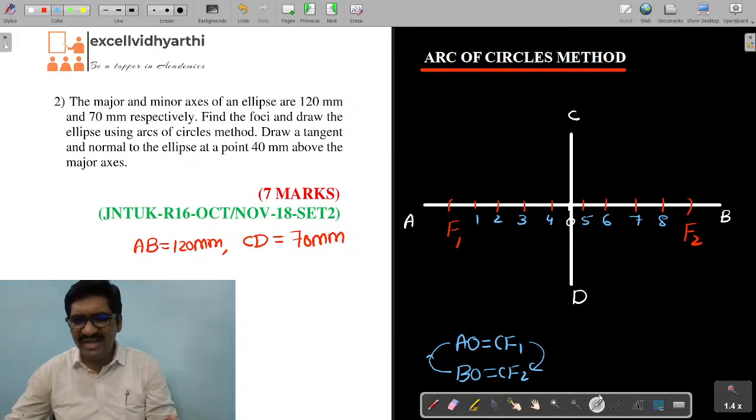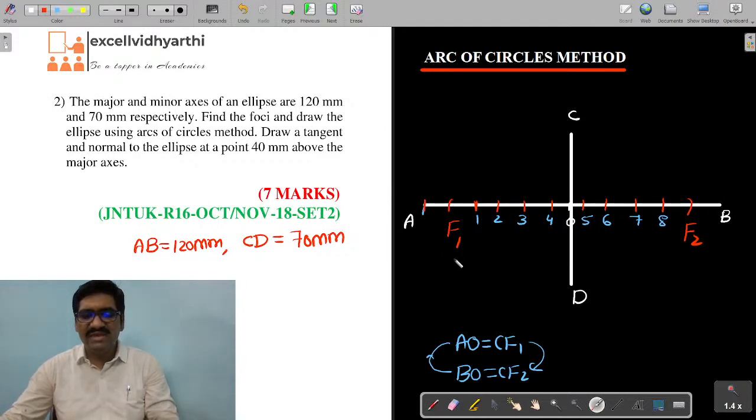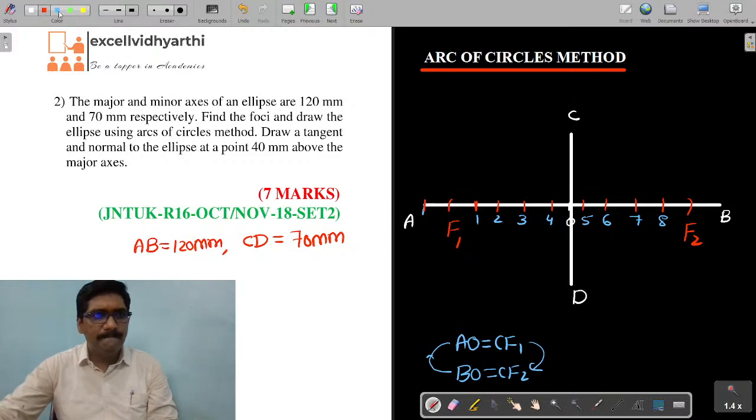Now next what to do is, listen carefully to what I am saying. You take A1 as radius. Take A1 as radius, all of you. A1 as radius, F1 as center, draw the arcs. Again I am repeating. A1 as radius, F1 as center, draw the arcs. Okay, marking.